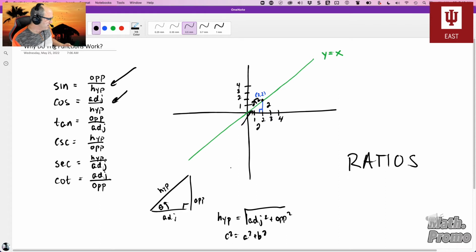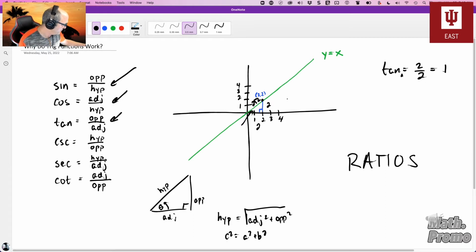When you figure out, let's go with tangent because that's going to be the easy one. If you figure out tangent, it's going to be 2 over 2, which equals 1, right? So the tangent of, we'll call this one alpha, the tangent of alpha is equal to 1.